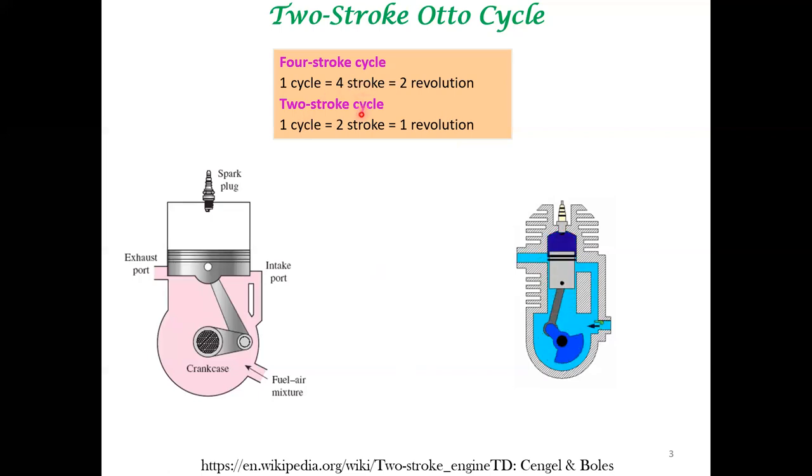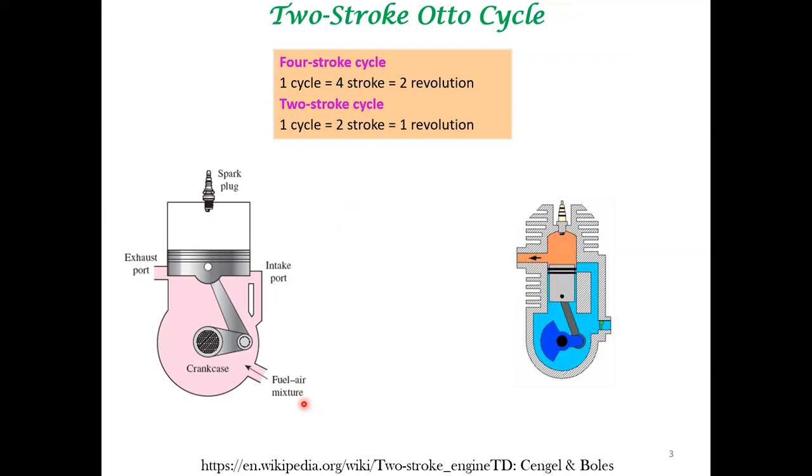However, there is a simpler cycle where three of the parts have been integrated into one stroke, and there's another stroke. That's what a two-stroke engine is. In one cycle, there are two strokes and one revolution of the crankshaft. So this is a simple two-stroke engine.